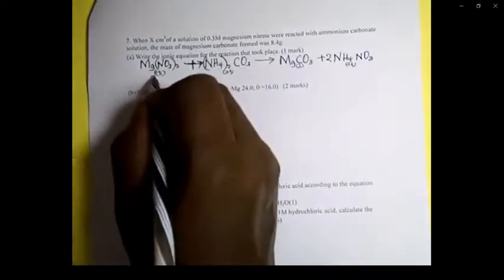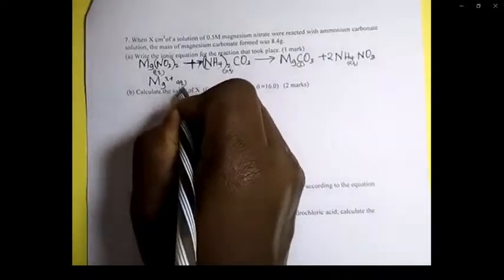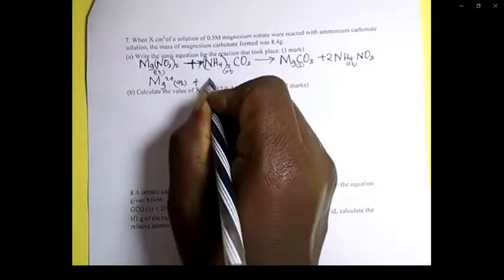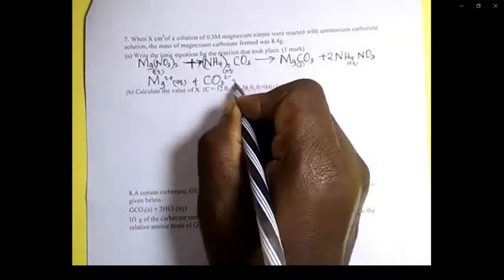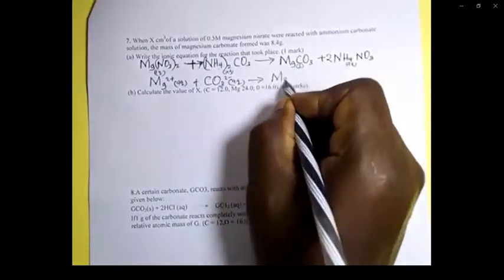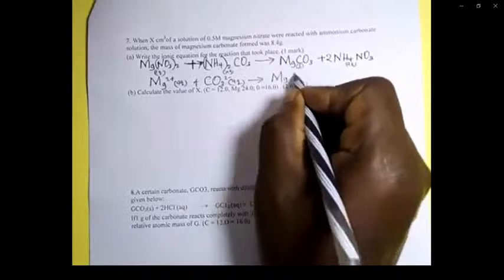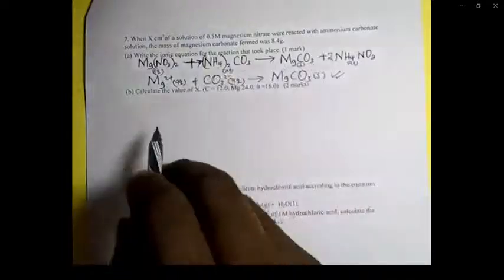Therefore, the ionic equation is magnesium 2 positive aqueous plus the carbonate aqueous, which is forming magnesium carbonate as solid. So this is the expected response, and not this one. This one I was just trying to explain something to you.